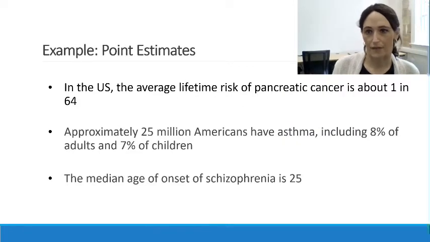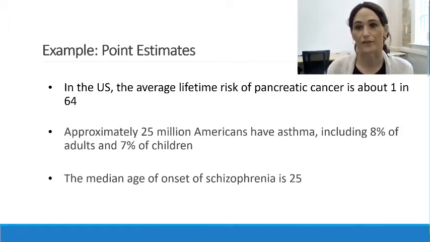Okay, some examples of point estimates would be, we might say something like, in the United States, the average lifetime risk of pancreatic cancer is about 1 in 64. That's over the entire lifetime. Okay, and that's the actual value from the American Cancer Society. Well, where did they get that number? It's based on sample data or registries of patients known, and we can then make estimates about risk.